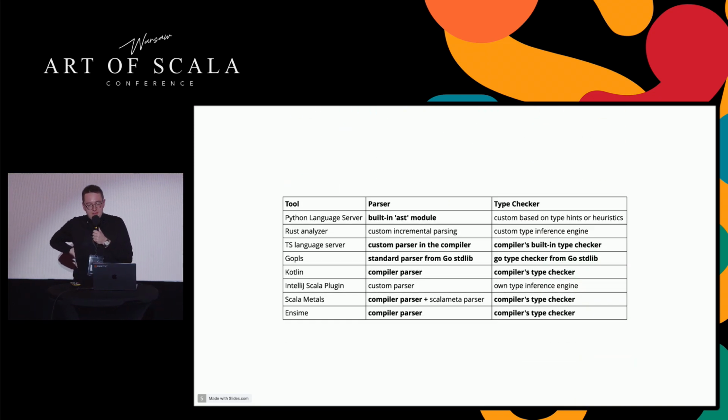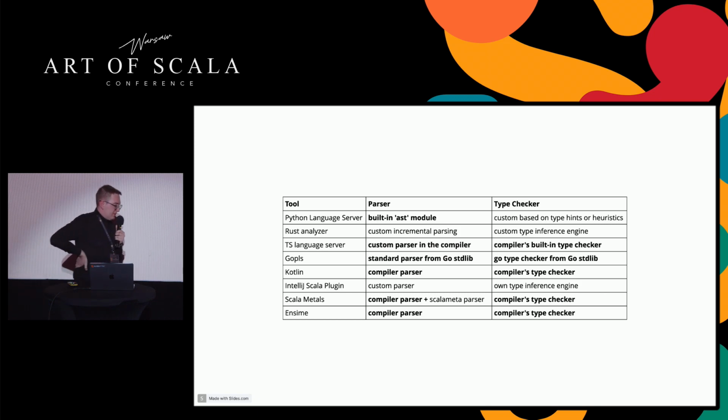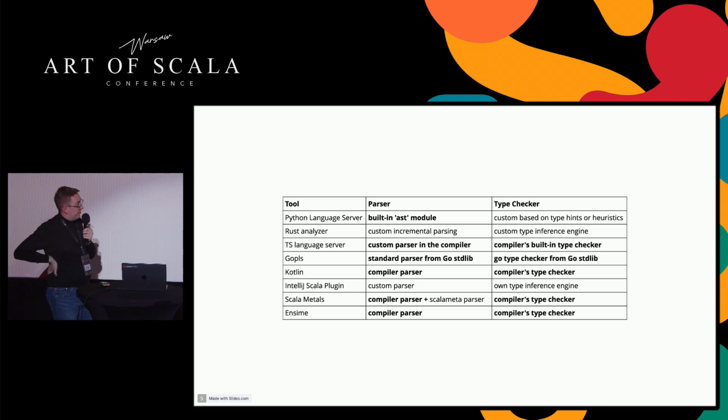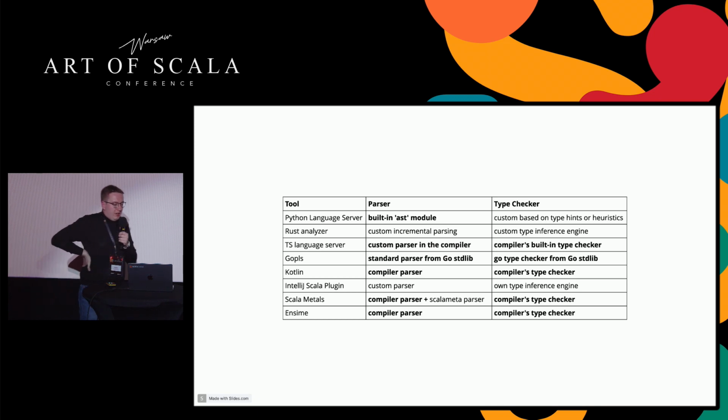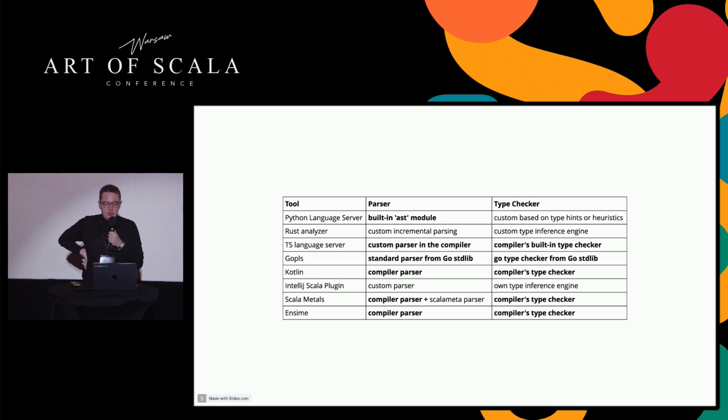So let's start with Python. Python uses a built-in parser. It is part of the AST module, and it has a custom type checker, which is basically a heuristic over type hints. Rust Analyzer, which is the language server for Rust, uses custom solutions for both parser and type checker. But previously they used the compiler type checker and compiler parser. They changed it recently. We have TypeScript, which is also using the compiler parser and type checker, Golang the same.